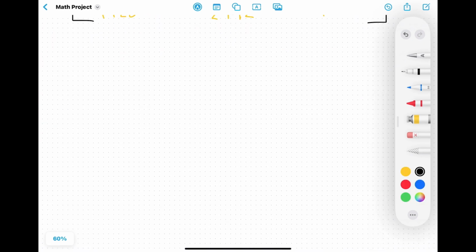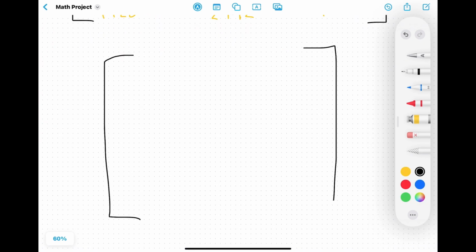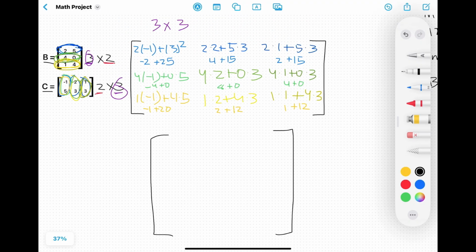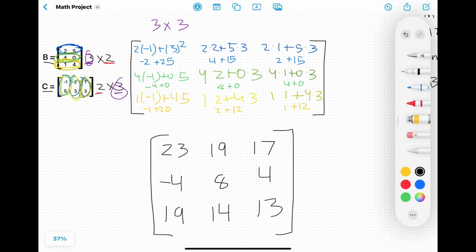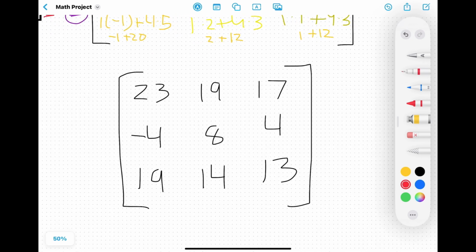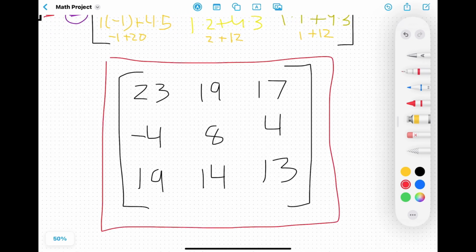Let's set up our final matrix. Now you just do simple algebra. So 23, 19, 17, negative 4, 8, 4, 19, 14, and 13. And there you go. That's your answer. So this is what BC equals.